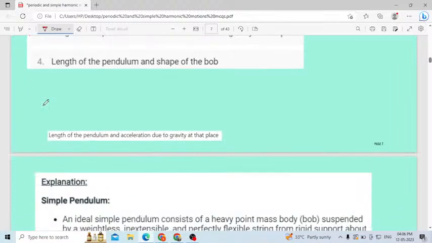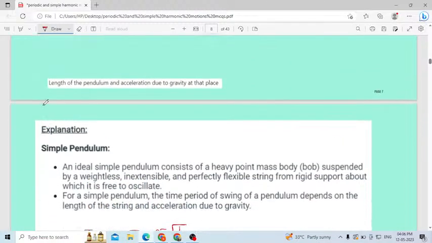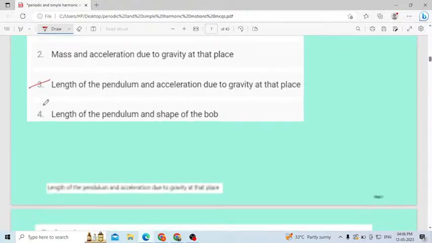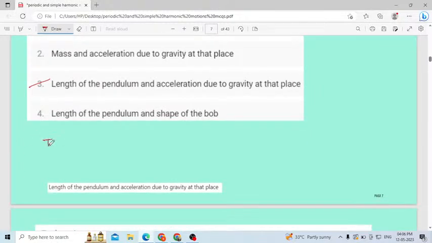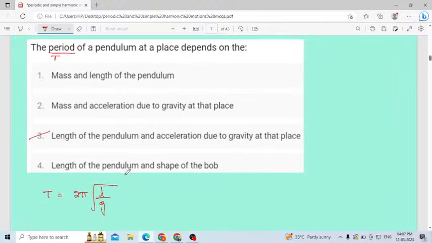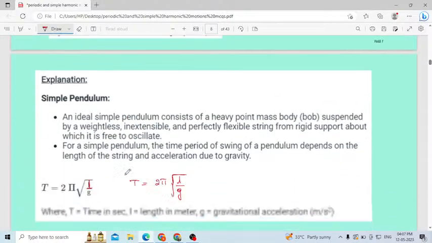According to the formula, T equals 2 pi square root of L divided by g. If you remember this formula, you can easily answer the question. Okay. Time period is directly proportional to the square root of length, and it depends upon the length of the pendulum and acceleration due to gravity at that place. Therefore, the correct answer for this question is option 3.